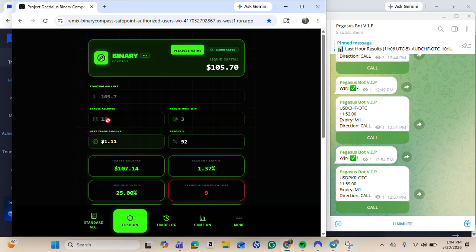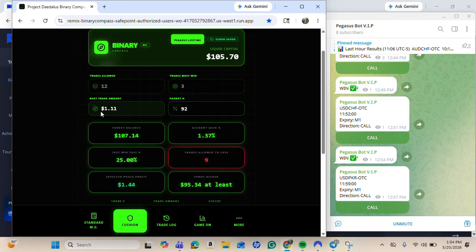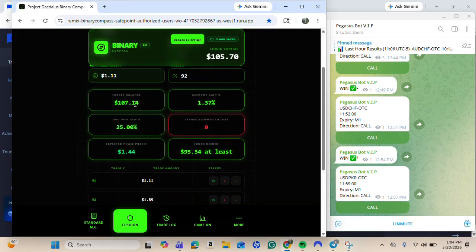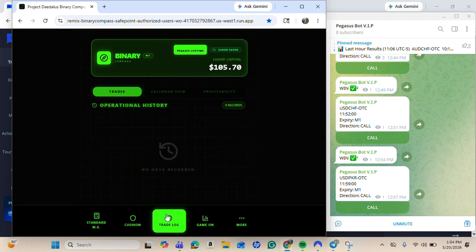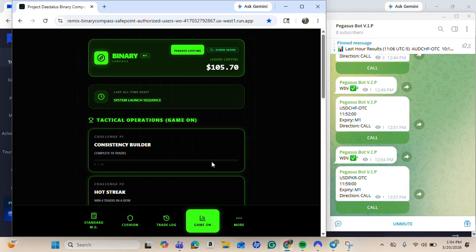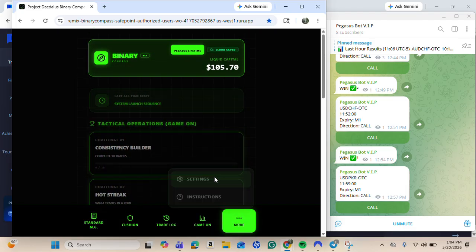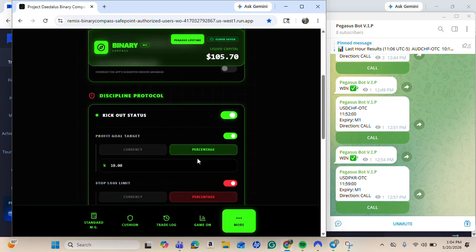My trade allow is 12 to 3, right? And my reward is going to be, this is my next trade amount, and this is what my account is going to be after I finish, right? Okay. This logs the history. The biggest thing I want to show you is the settings here.